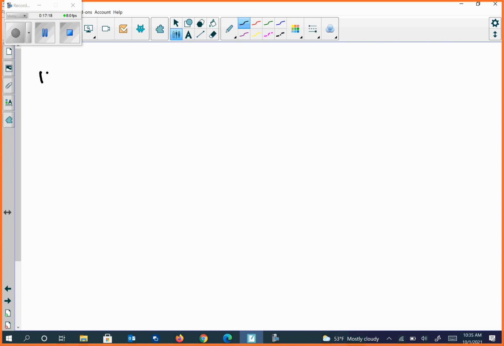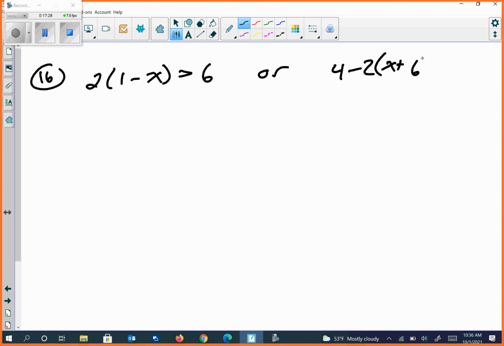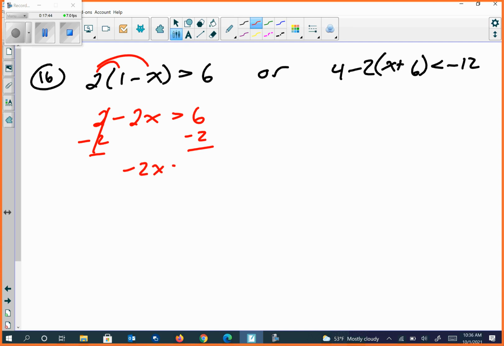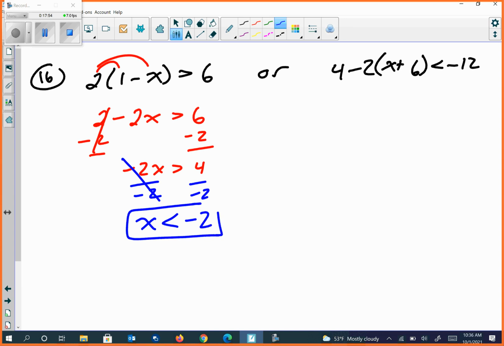16. 1 minus x is greater than 6, or 4 minus 2 times the quantity x plus 6 is less than negative 12. Okay, I'm going to distribute 2 over the parentheses here. Subtract 2. Divide each side by negative 2. Sign flips over, yes? So there's one of them.